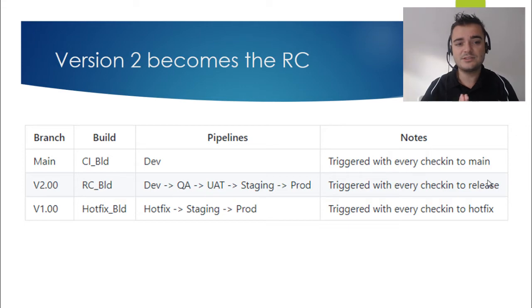Like we have a version 2 that will become the release candidate. In this case, our version 2 here will become the release candidate build. We'll have all those environments for it, and then our previous version will become our hotfix build. So it will have a special pipeline here that we are going to use only in case that we have to do some hotfixes. And then we can have this control separated by version.